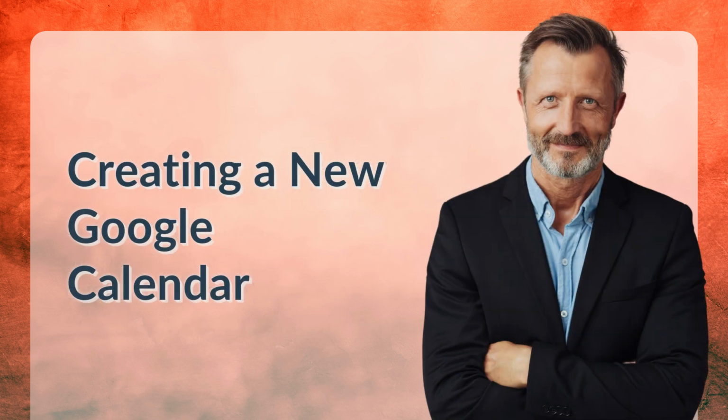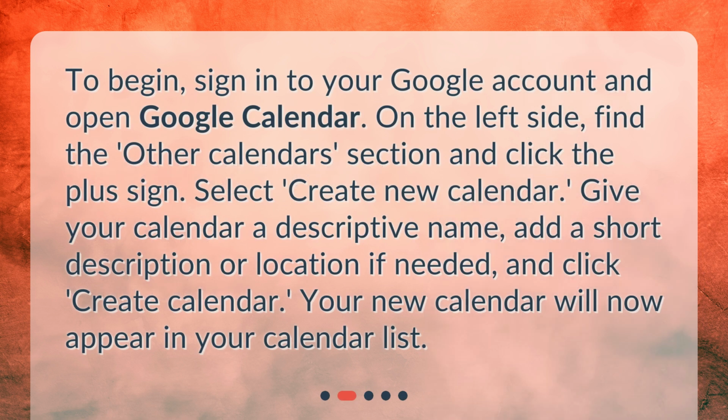Creating a new Google Calendar. To begin, sign in to your Google account and open Google Calendar. On the left side, find the Other Calendars section and click the plus sign. Select Create New Calendar. Give your calendar a descriptive name, add a short description or location if needed, and click Create Calendar. Your new calendar will now appear in your calendar list.